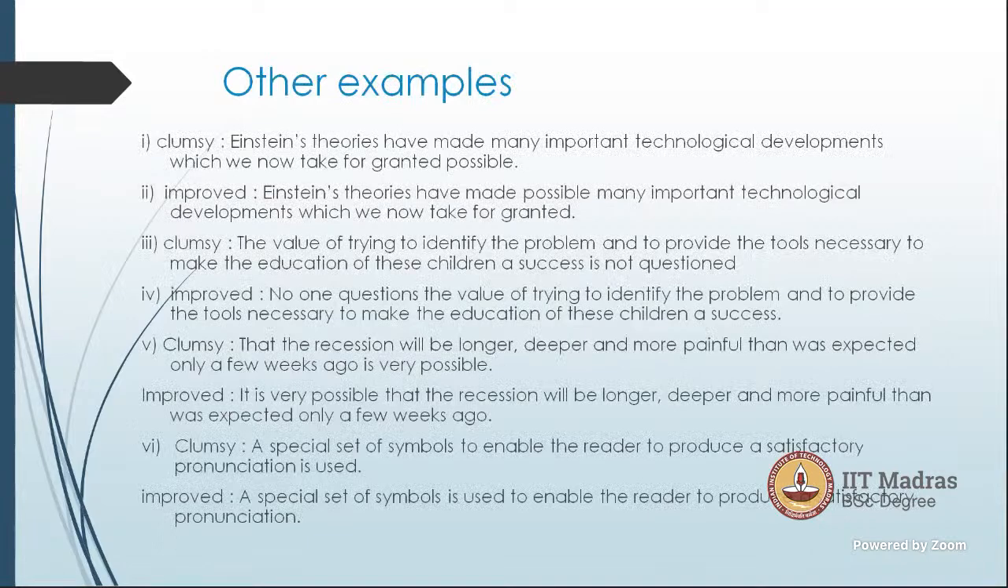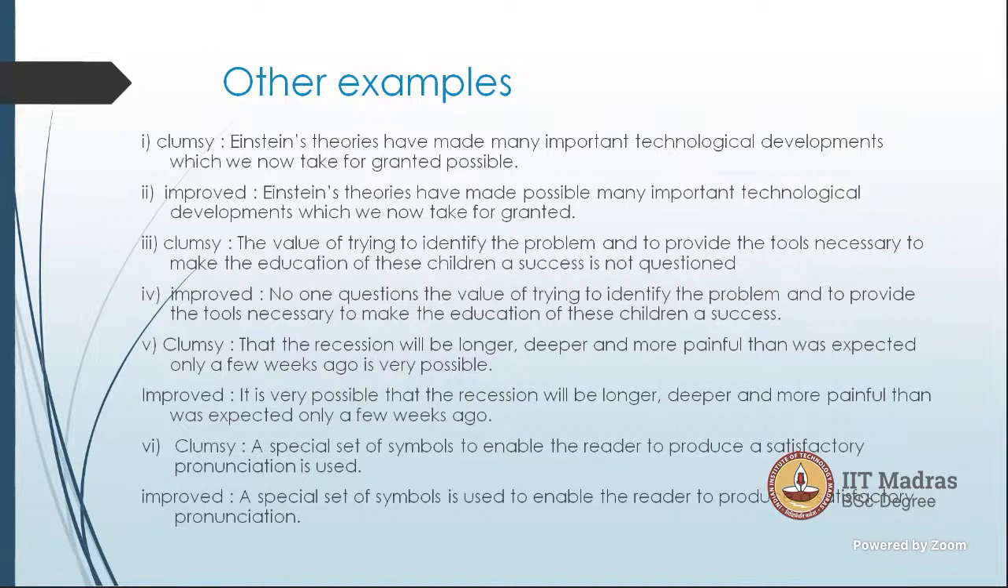Just look at them. The first one. Einstein's theories have made many important technological developments, which we now take for granted possible. So there, it looks like there is something that is out of tune and something that doesn't really give us proper clarity. So we have rewritten the sentence as Einstein's theories have made possible. So the possible has been shifted towards the beginning of the sentence. So Einstein's theories have made possible many important technological developments, which we now take for granted.